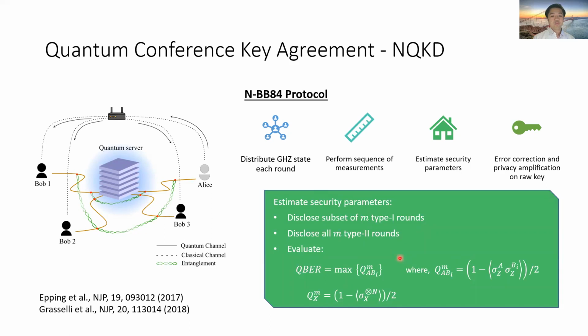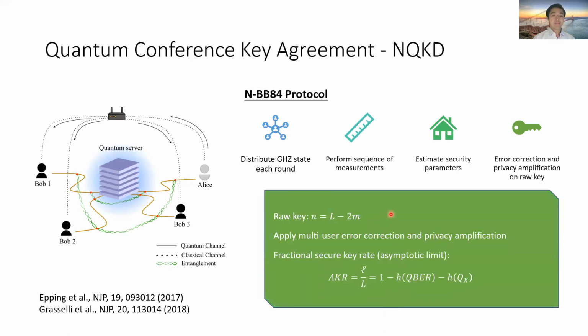From these outcomes, the group can then estimate two parameters, the QBER or quantum bit error rate and QX, sometimes known as the phase error rate. We note that QBER here is defined as the largest pairwise error that is observed between Alice and each Bob, while QX here is a measure of how much deviation we observe in the correlations from the ideal GHZ state.